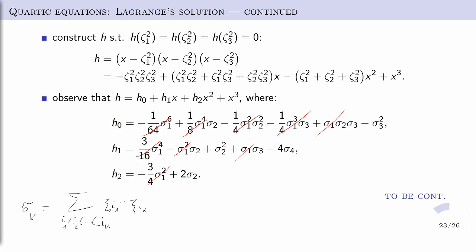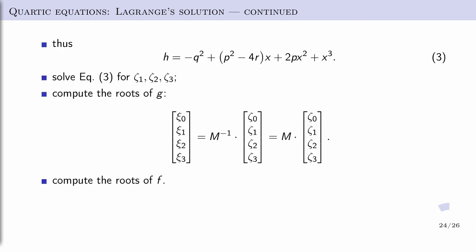Using this fact, for example, here we have just this guy, here we have just this guy and this guy, here we have just these guys. So these are exactly these terms. So this is a cubic equation. And since this is a cubic equation, we can solve it. We can use the methods for solving cubic equations that I presented a few minutes ago, and we can find the zetas, zeta 1, zeta 2, zeta 3.